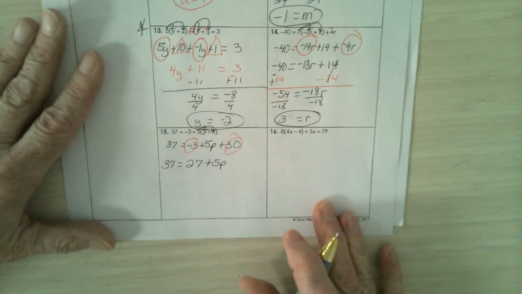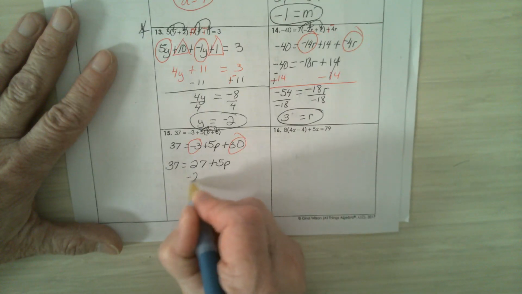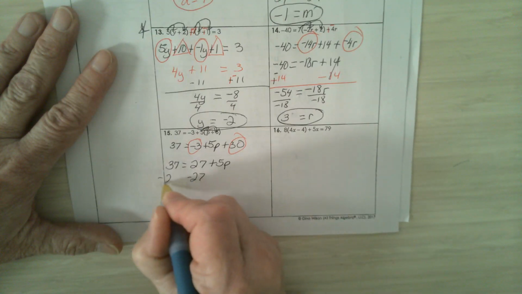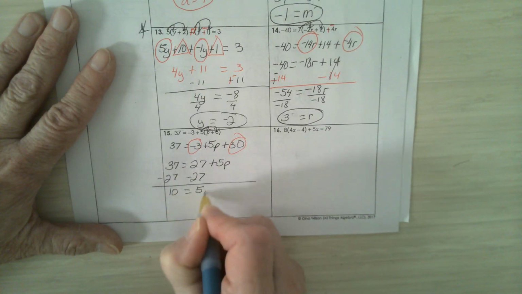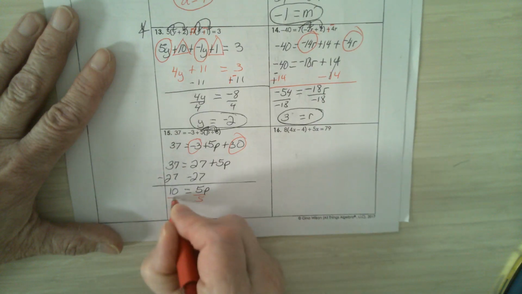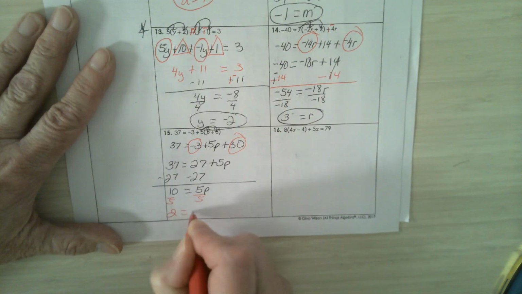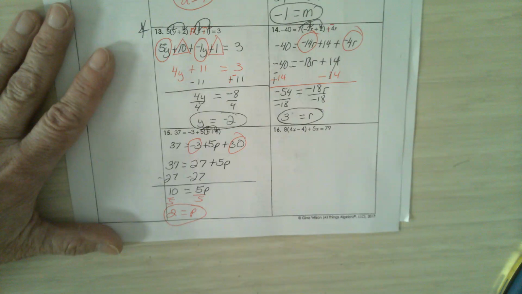You always get rid of what you're adding or subtracting by in this situation. Minus 27, minus 27. 10 equals 5 times p. Divide by 5, divide by 5. And 2 equals p. Any questions? Everyone doing okay? All right.